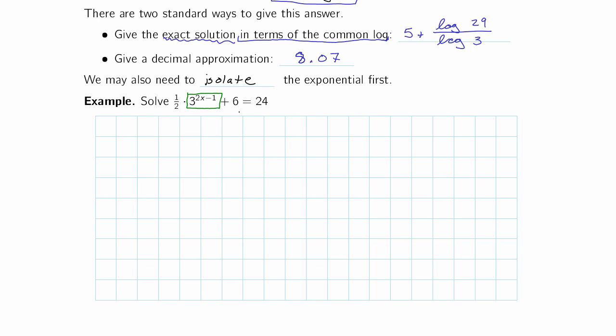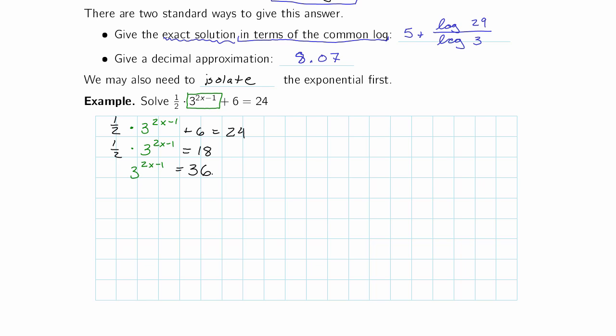So I'm going to start by getting rid of the 6. I have a half times my exponential expression plus 6 is 24. I'll subtract 6 from both sides and get a half times my exponential expression is 18. Multiply both sides by 2 to get rid of that half, and I get that my exponential expression equals 36.